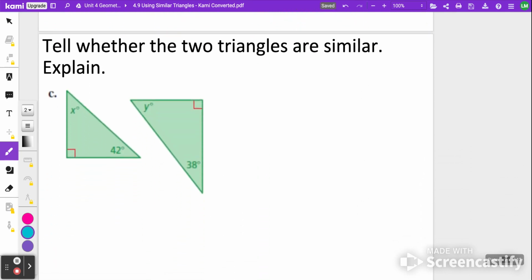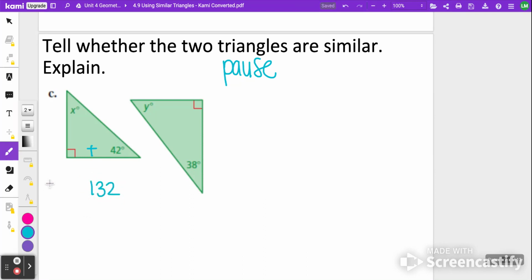Let's see if you can try this one on your own. Can you go ahead and pause the video here, try this one on your own, and then see if you can get the right answer by yourself. All right, one thing you can try is go ahead and decide what is 90 plus 42 in the first triangle. I'm going to get 132.